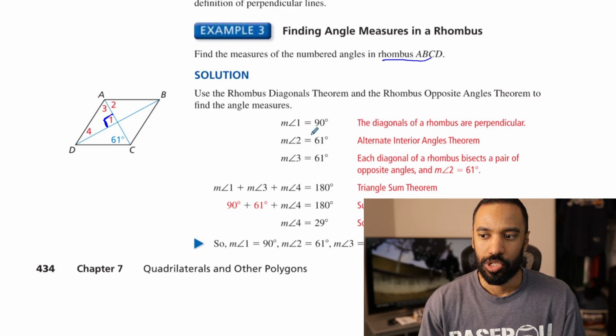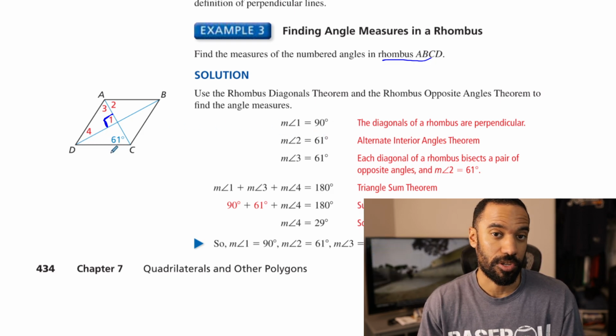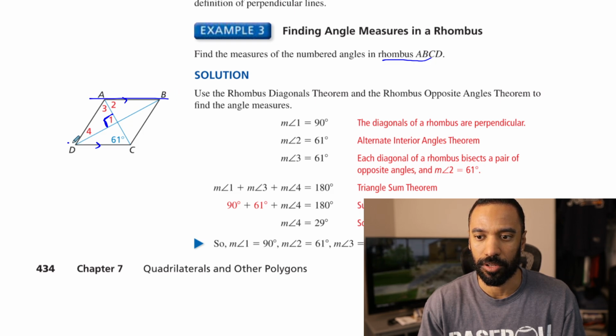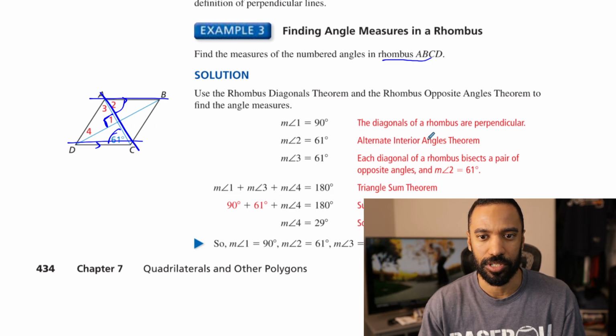1 is 90. 2, why is this 61? Because a rhombus is also a parallelogram. And in a parallelogram, opposite sides being parallel, you have two parallel lines cut by a transversal. I have alternate interior angles here and here. Alternate interior angles theorem tells you that.